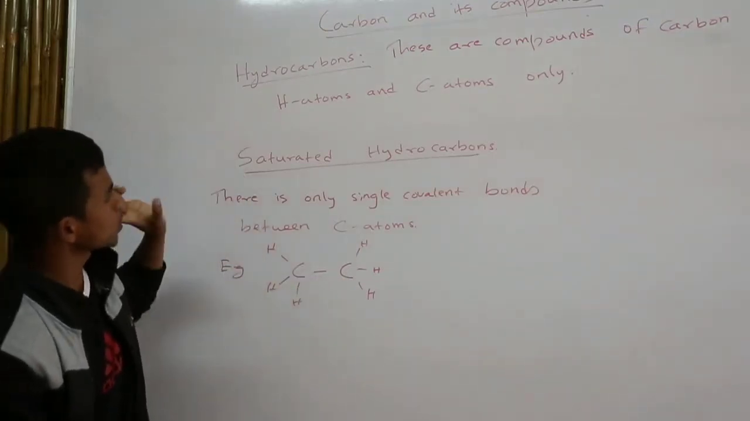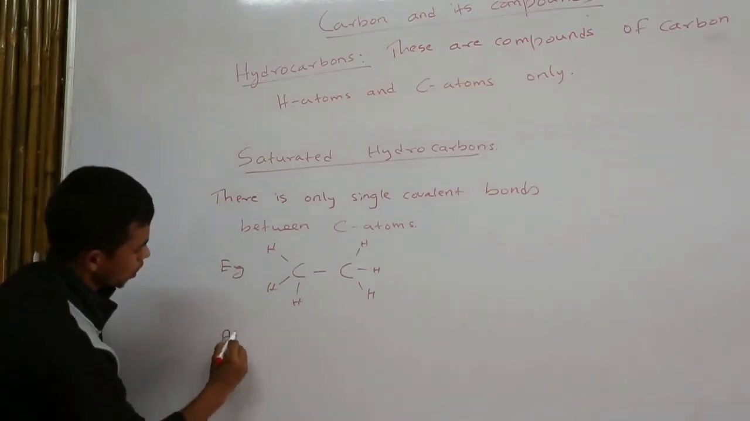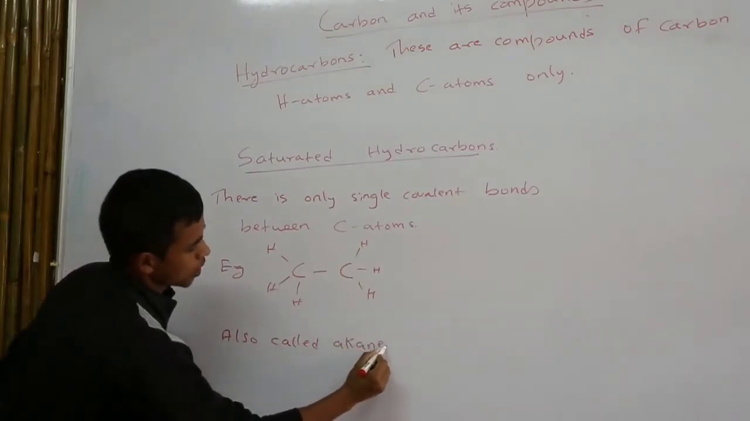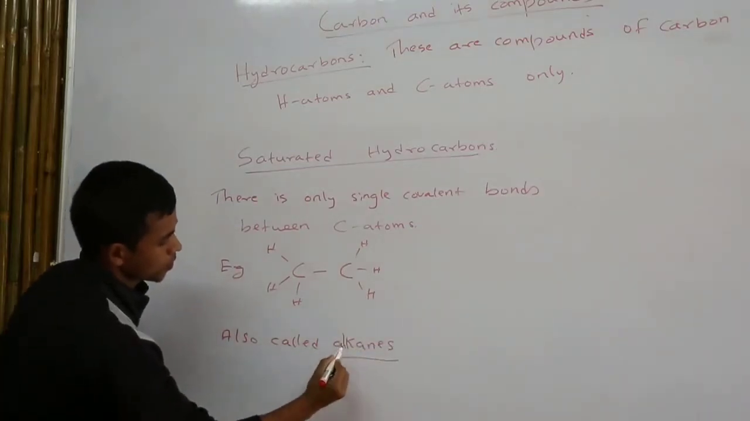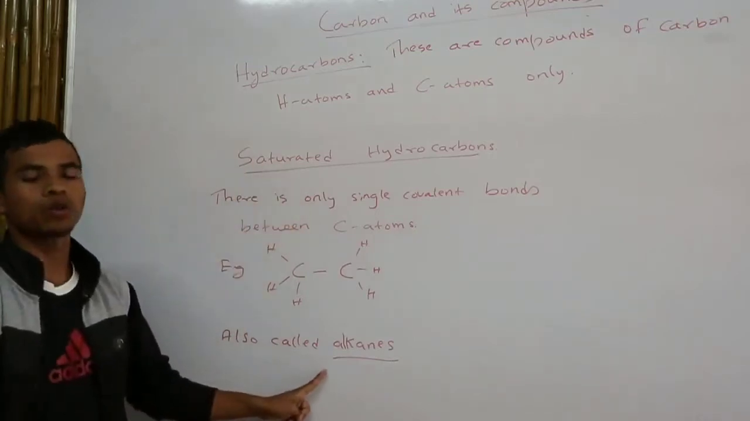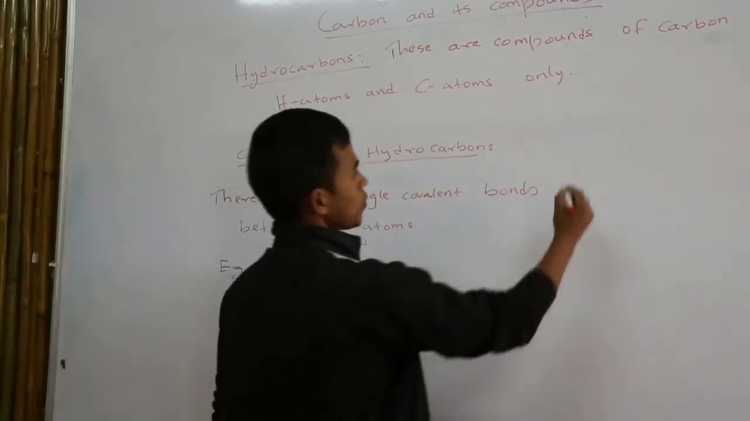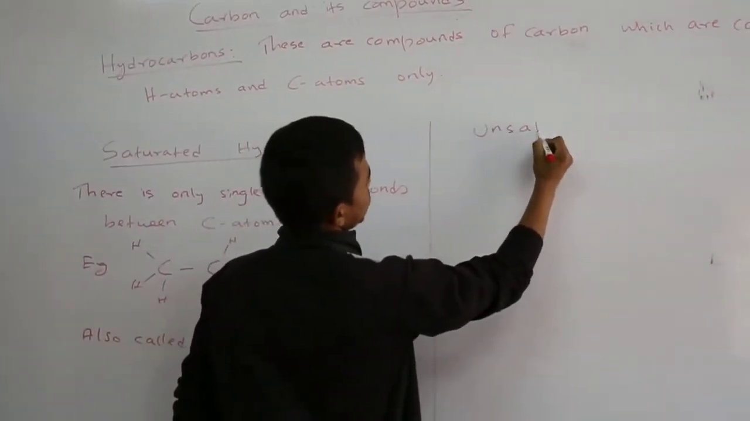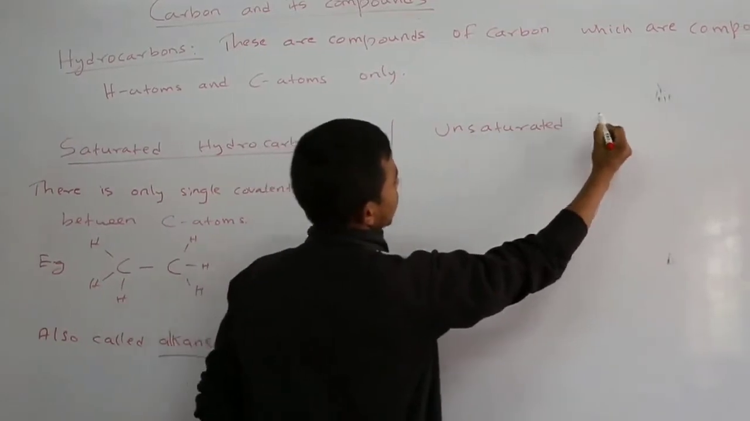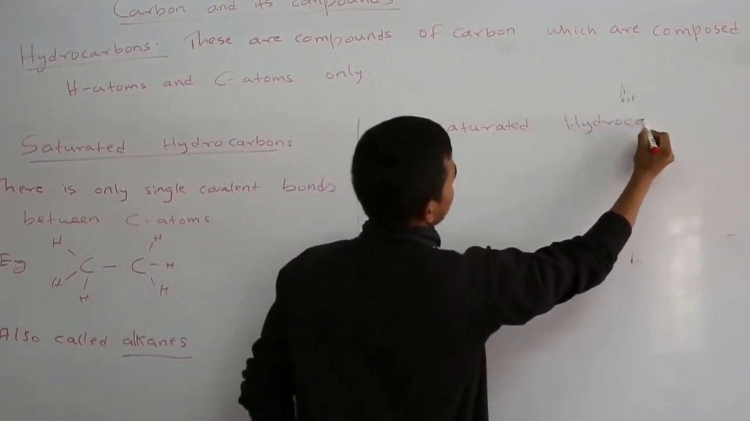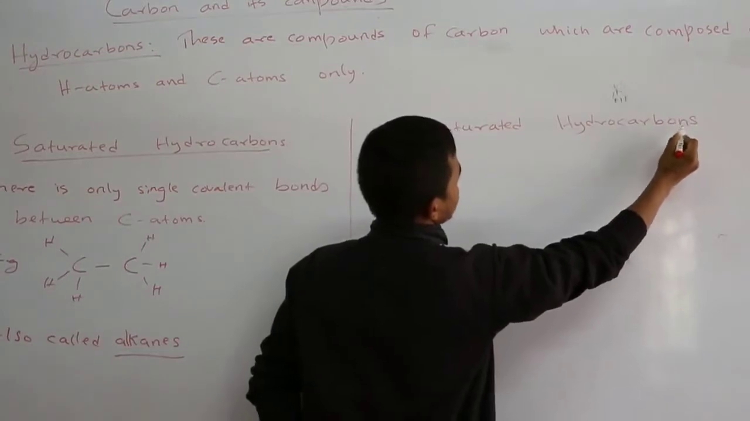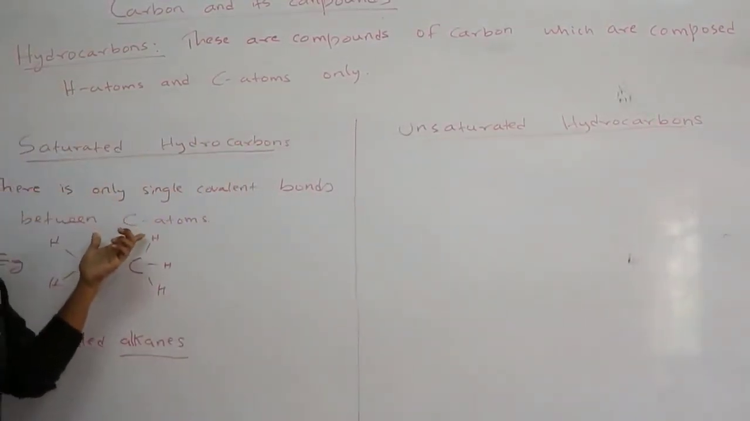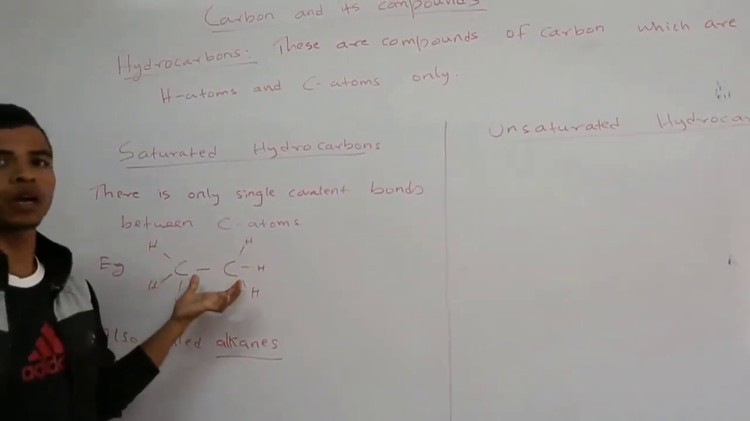Sometimes saturated hydrocarbons are also called alkanes. And we also have the unsaturated hydrocarbons. Here in the saturated, we have only single covalent bonds linked between two carbon atoms.